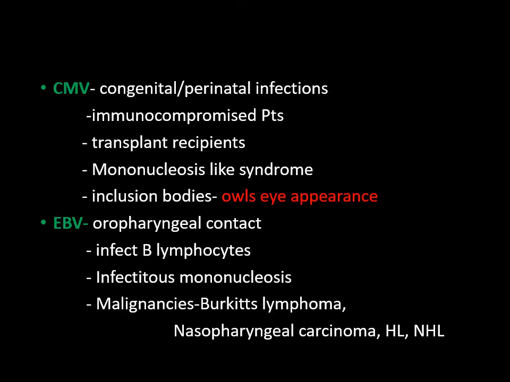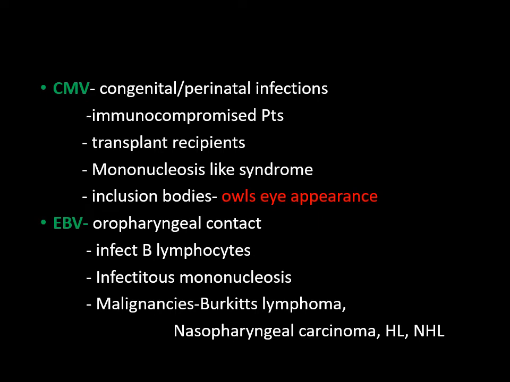Then cytomegalovirus also belongs to this family, and this causes congenital and perinatal infection, that is from mother to child. It also causes infection in immunocompromised patients, those persons who have had any transplant. Certain inclusion bodies are seen in cytomegalovirus infection, which are also used for diagnostic purposes, that is the owl's eye appearance. That is a very important MCQ that is being asked. Then Epstein-Barr virus, by the oropharyngeal route, also causes disease, causing infectious mononucleosis.